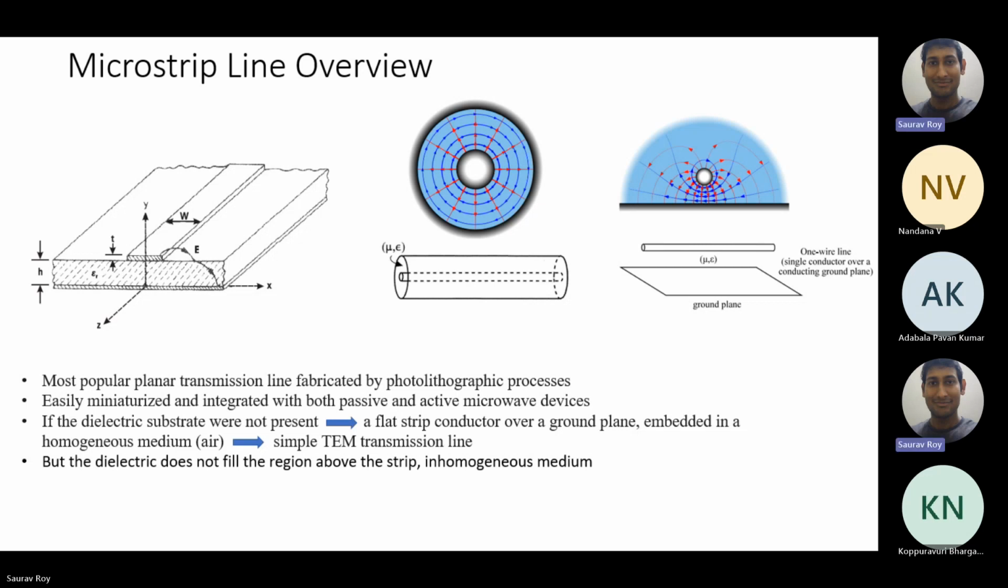Now let's see, on the right hand side we have two other types of transmission lines. There are many different types of transmission lines, right? From the basic two-wire transmission line, then you must have had the parallel plate transmission line. We had the waveguide, and then we have the microstrip line, the strip line, and the coaxial line. In the middle it shows a coaxial transmission line, and on the right side it shows a one-wire line over a ground, which is another type of transmission line.